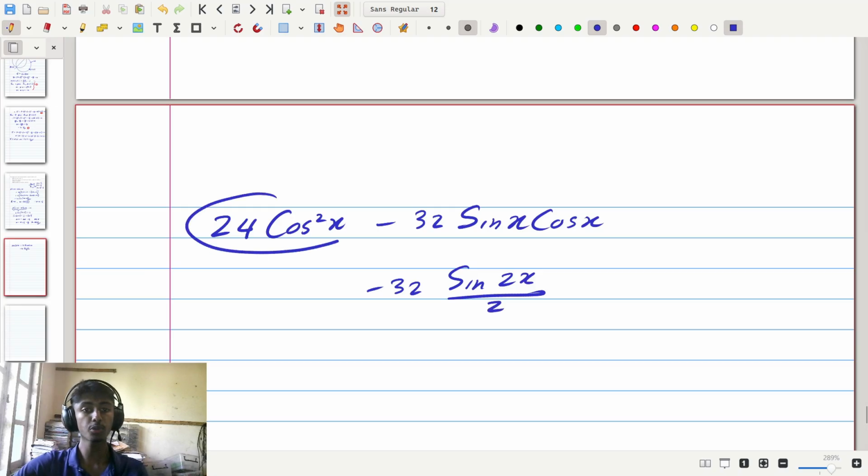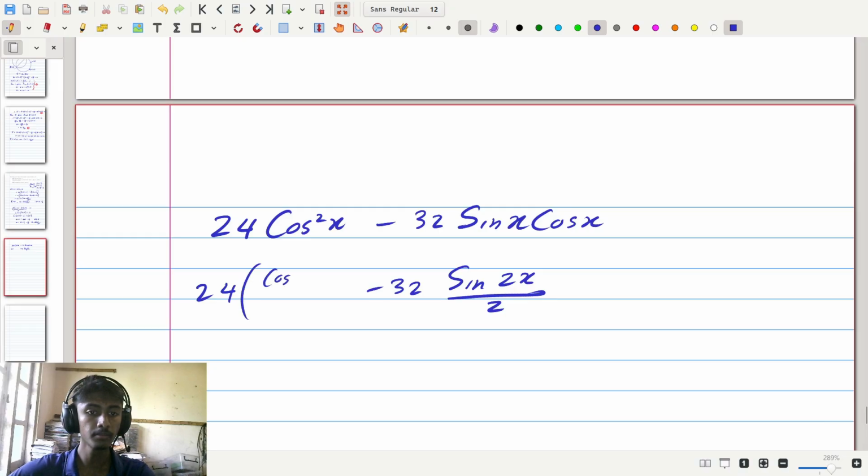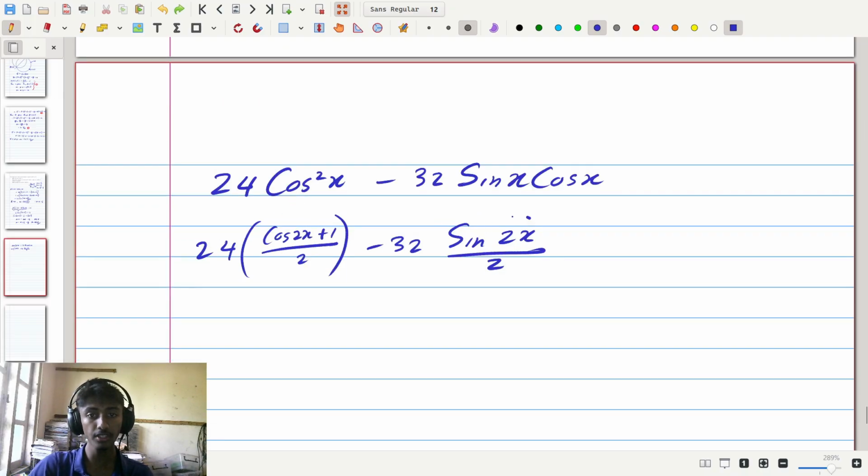Similarly, for the 24 cosine squared of x, I'm going to use the fact that I can write the cosine of 2x as being equal to 2 times the cosine squared of x minus 1. If I rearrange, cosine 2x plus 1 is equal to 2 cosine squared of x, and therefore cosine squared of x is equal to cosine of 2x plus 1 divided by 2. So if I substitute in, I can write this as 24 times cosine of 2x plus 1 divided by 2. Now I have my expression in terms of cosine of 2x and sine of 2x.